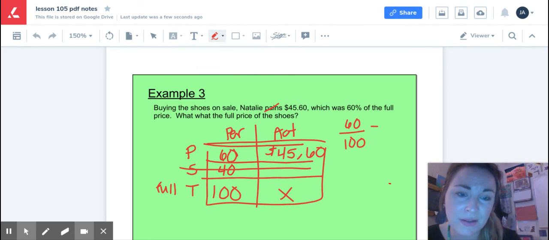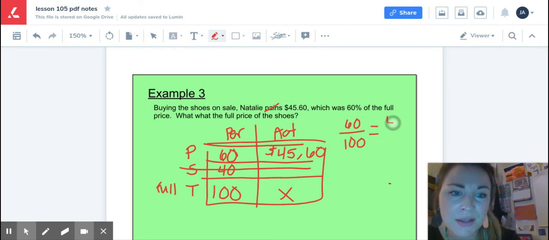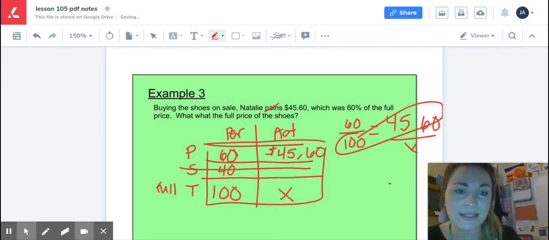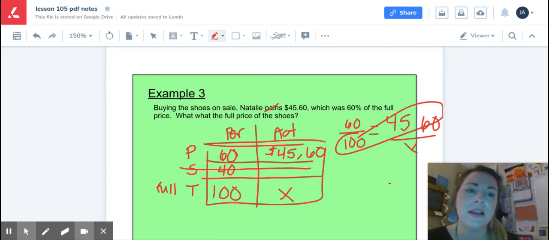So again, we have 60 over 100 equals 45.60 over x. So we're going to multiply the numbers that are across from each other. So this 45.60 times 100. We can actually do that in our heads. When we have a decimal number and we're multiplying by a power of 10, we can just shift our decimal to the right, however many spaces of zeros we have in our power of 10. So if we're multiplying by 100, 100 has 2 zeros in it, we're going to bump our decimal 2 times.